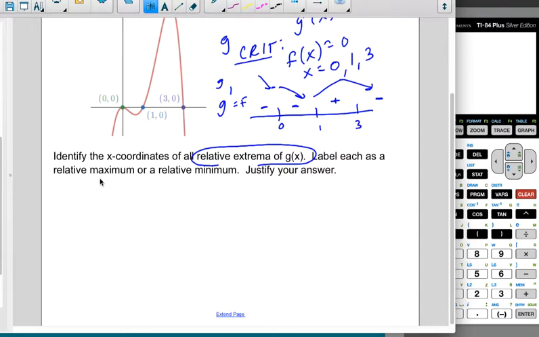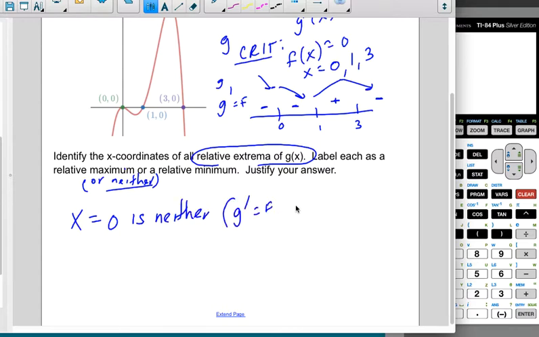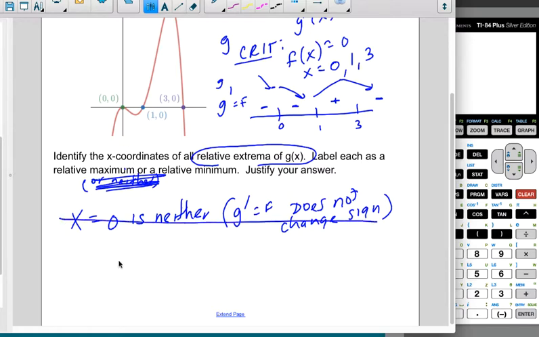So I should have actually clarified. I should have written "or neither" because one of these is not a max or a min. My bad. So x equals 0 is neither because g prime equals f does not change sign. You didn't have to say max, min, or neither. It means I don't actually have to clarify what it is because it's not an extrema, but you get the idea. We have a min at 1, right?